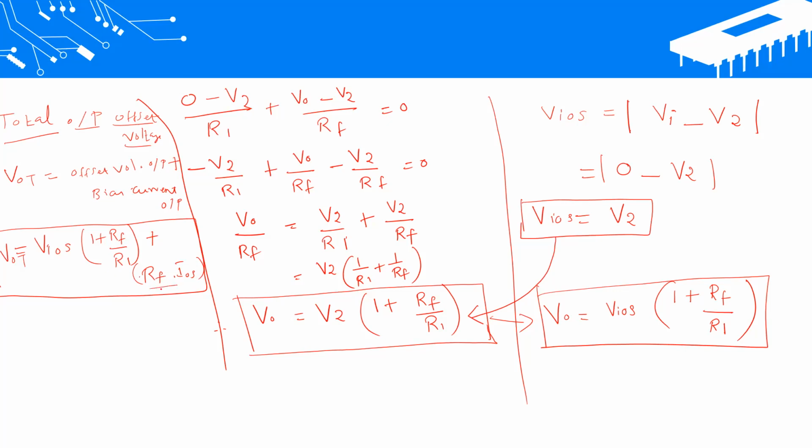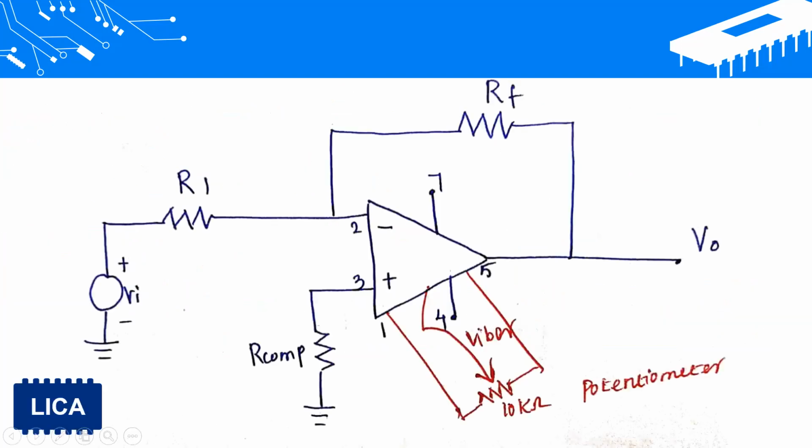For the bias current step, please go to that slide, where we have RF dot IOS. From that I am taking this relation. We have to avoid this drawback, right? So how to compensate input offset voltage? To compensate input offset voltage, we have to add a potentiometer. We add a 10 kilo ohm potentiometer at the terminals 1 and 5, and from the wiper we set it. Hence, we can overcome the offset voltage effectively.